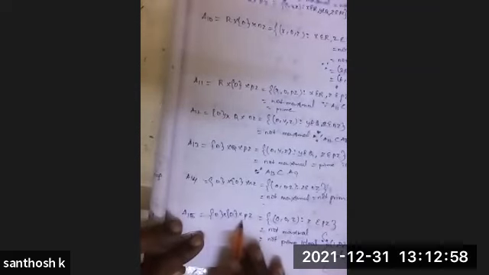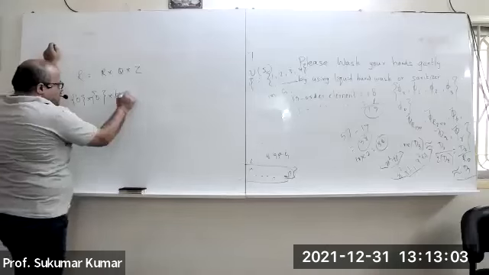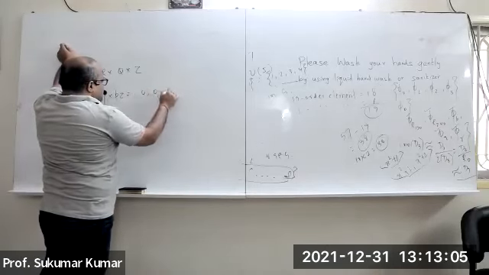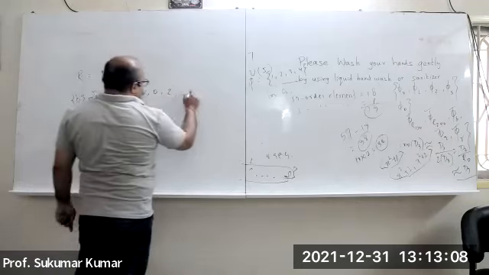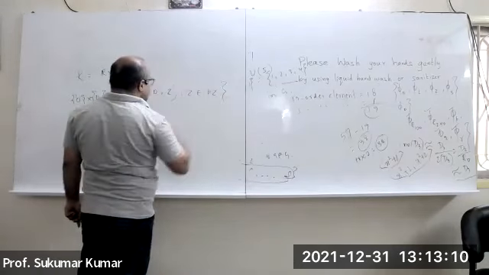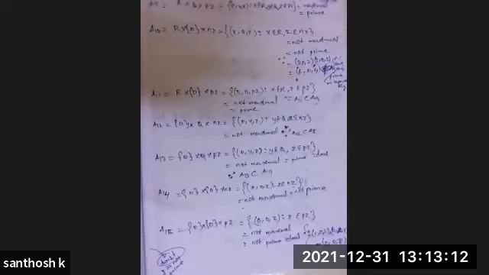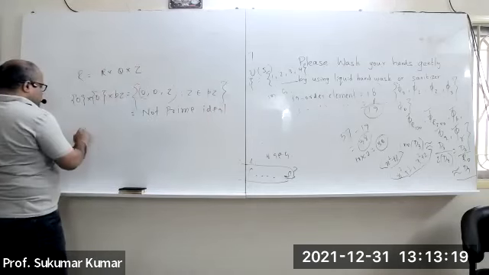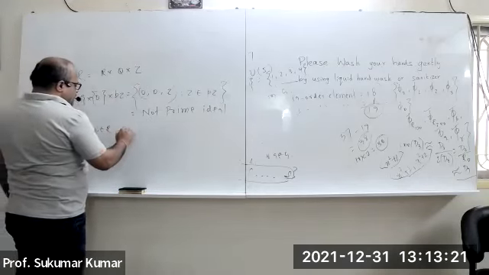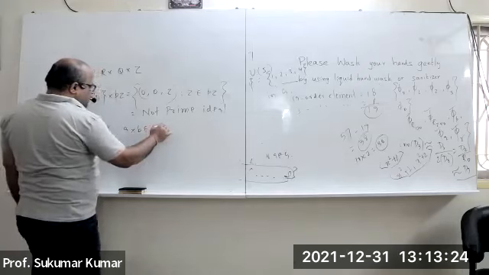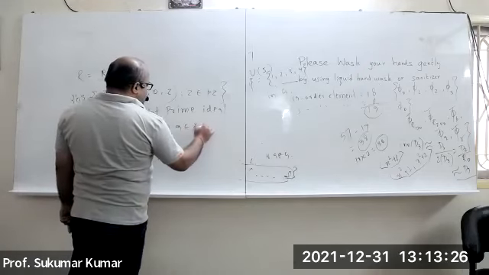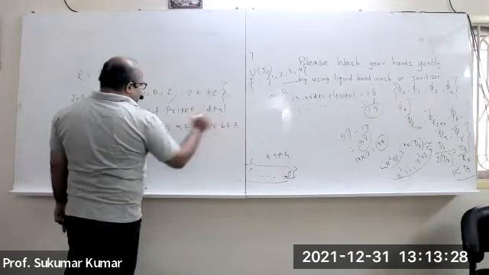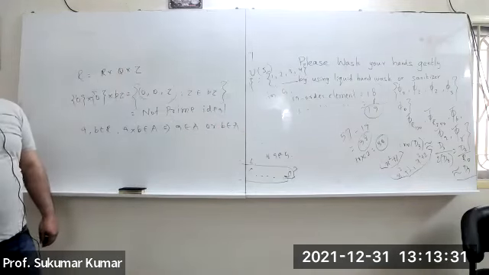0 cross 0 cross PZ. That means 0, 0, Z, and Z belongs to PZ. Yes, sir. You are telling this is not a prime ideal. Prime ideal definition: we have to choose two elements from the ring, their product belongs to the ideal, but any one element must be from the ideal. If not, if we get a contradiction, then that is not a prime ideal.